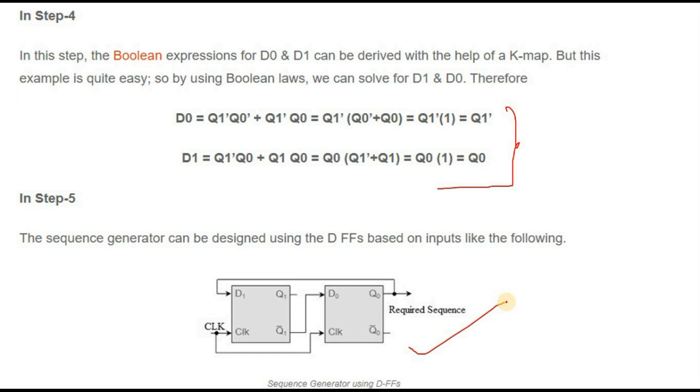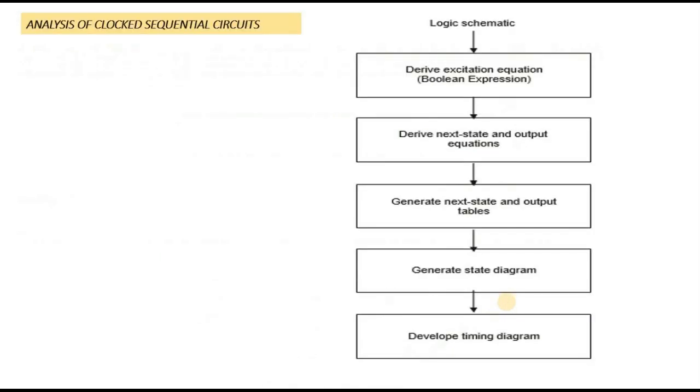Now, analysis of clocked sequential circuits. This is a very important topic. From the logic schematic, you derive the excitation equations, the Boolean expressions, then identify the next state and output equations, generate the next state and output tables, generate the state diagram, and develop the timing diagram. This is the sequence of steps in the analysis. So let's take an example to get it.